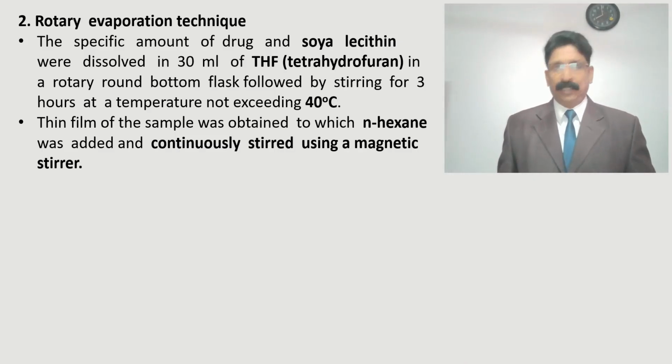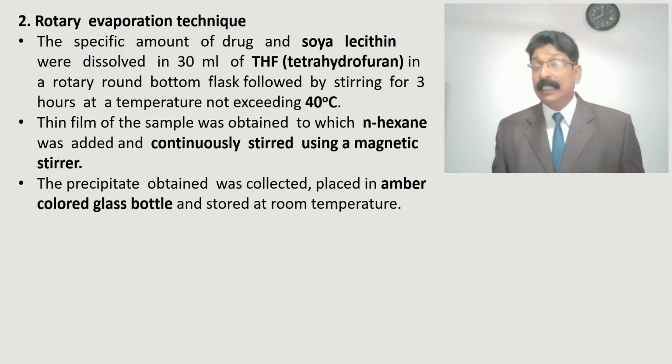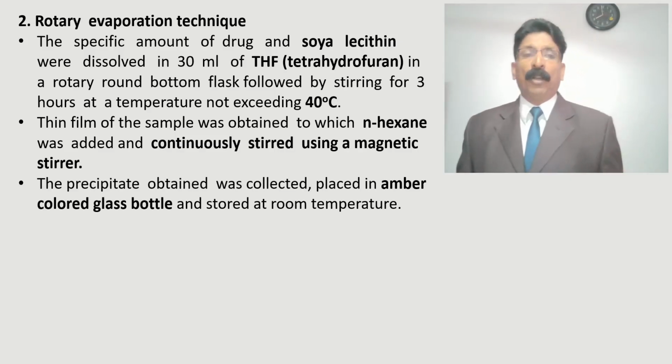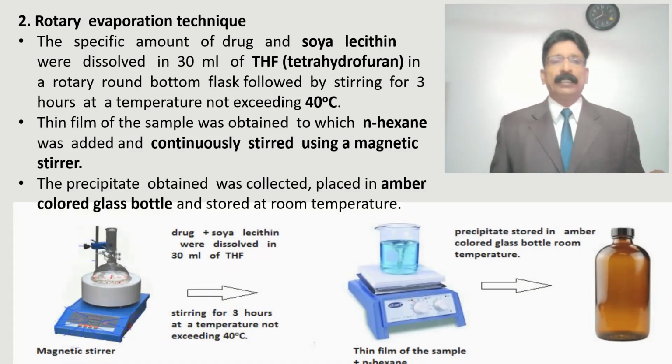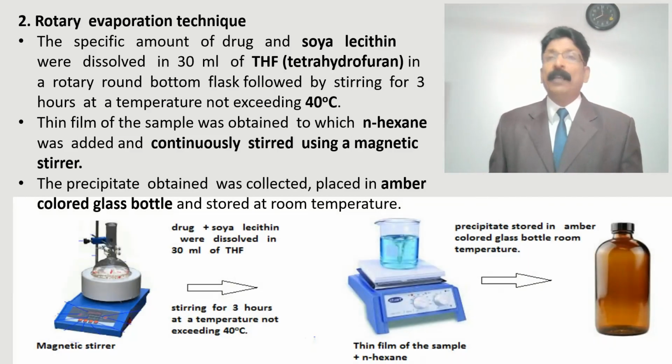So this is the rotary evaporating technique. The precipitate obtained is collected and placed in an amber colored bottle and stored at room temperature. Here you can see there is a stirrer. A magnetic stirrer will be kept in a round bottom flask.